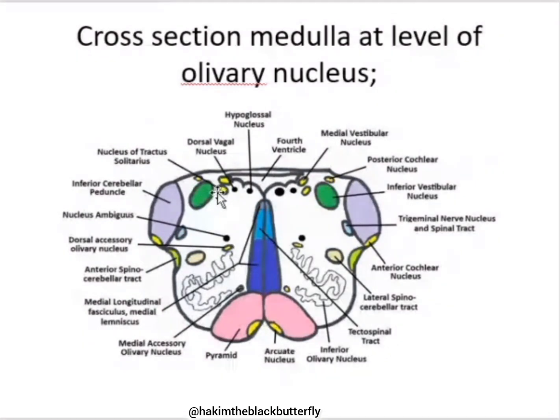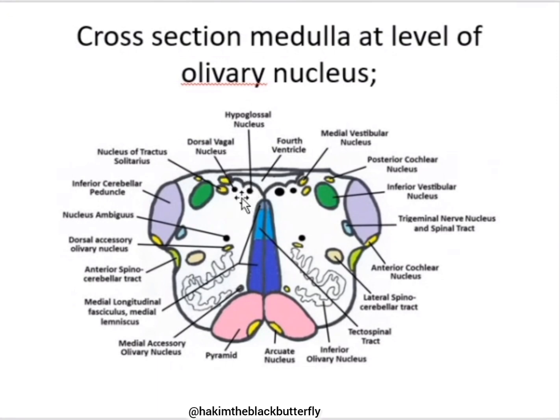You can see the nucleus of the solitary tract. You go and read about those nuclei. The dorsal nucleus of the vagus nerve. When you're looking at the vagus nerve, you saw the nuclei of the vagus nerve. Then the medial vestibular nucleus, part of the vestibulocochlear nerve.